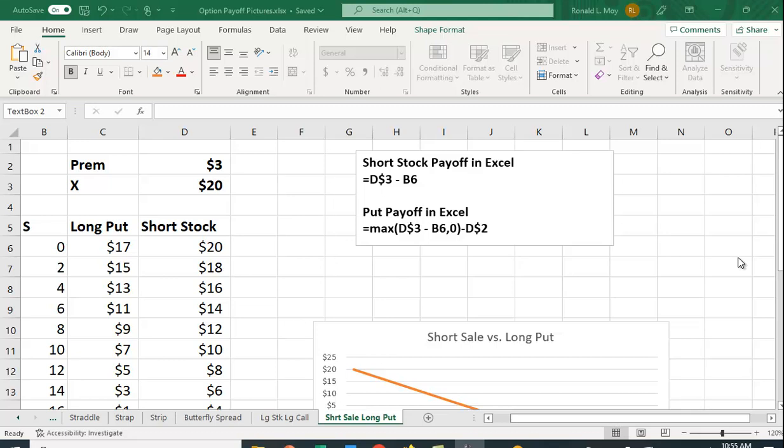I want to use Excel here to illustrate the difference between having a short position in a stock and a long position in a put. Now, these are both positions you take when you think the price is going to go down.